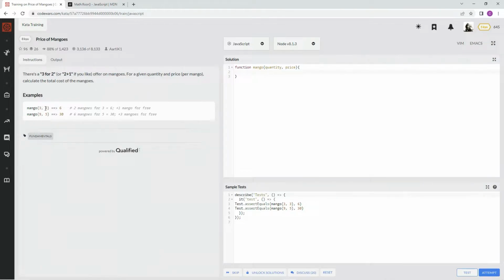So if you got 3 mangoes, it's going to be $6, because 2 mangoes for 3 and then you get one free. 9, you get, it's going to be $30 if it's $5 a piece. $5 a piece. That's an expensive mango.